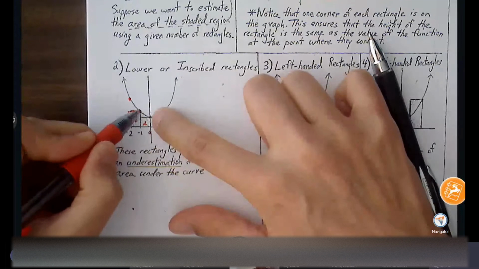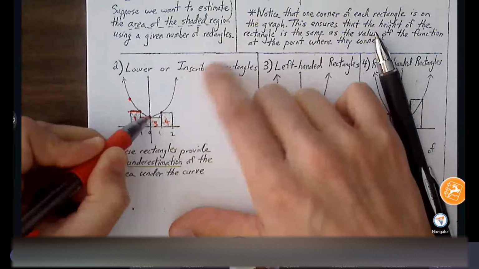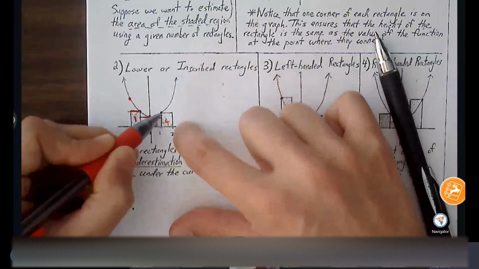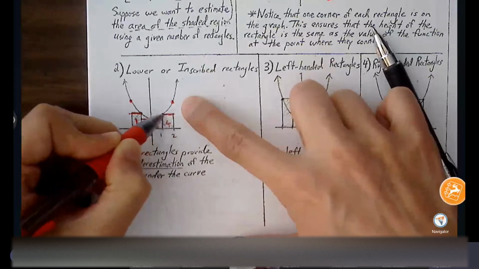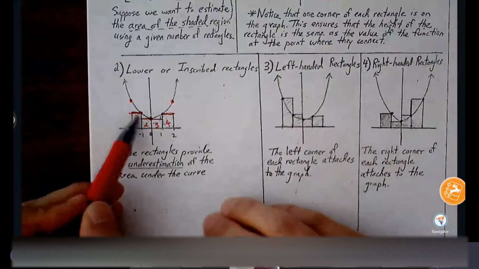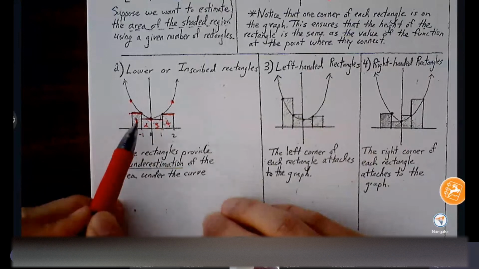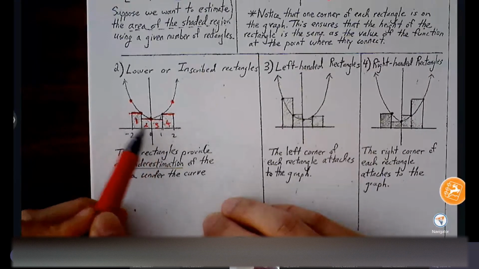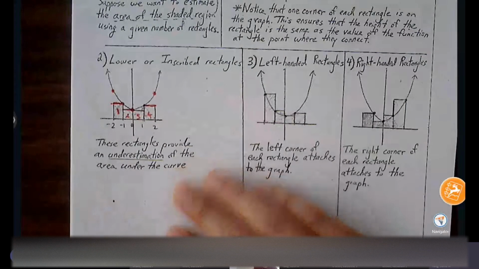Between f of -1 and f of 0, I want to choose the lower one. Between f of 0 and f of 1, I want to choose the lower one. And between f of 1 and f of 2, I want to choose the lower one. So we can see that this rectangle is inscribed because we have gaps, but all the gaps are sitting below the curve and not above it. So we know that the areas of these four rectangles is going to produce a value that is guaranteed to be smaller than the actual area, an underestimation.